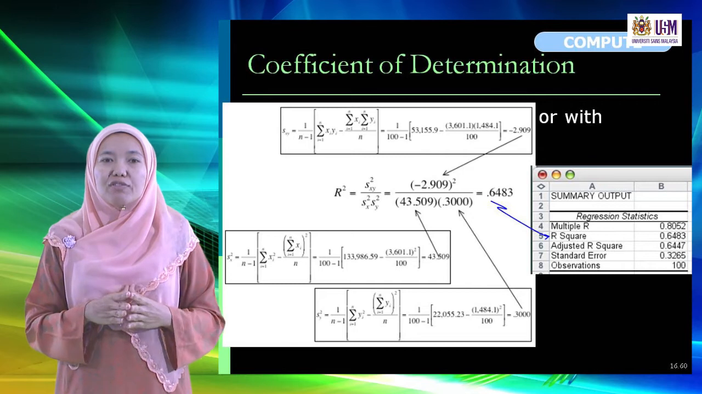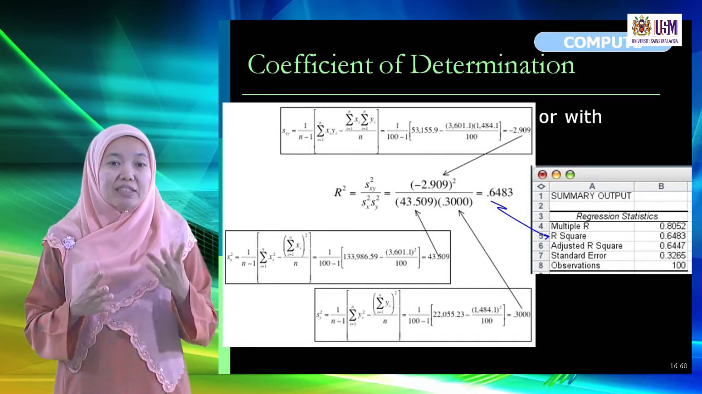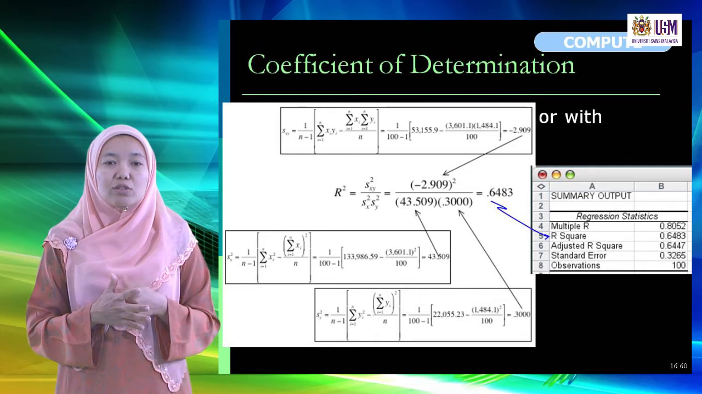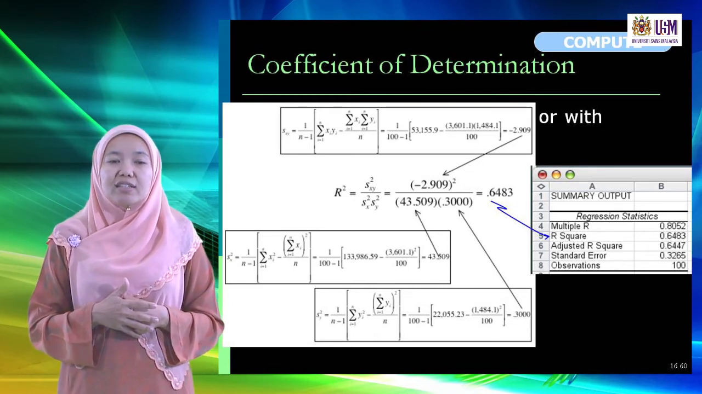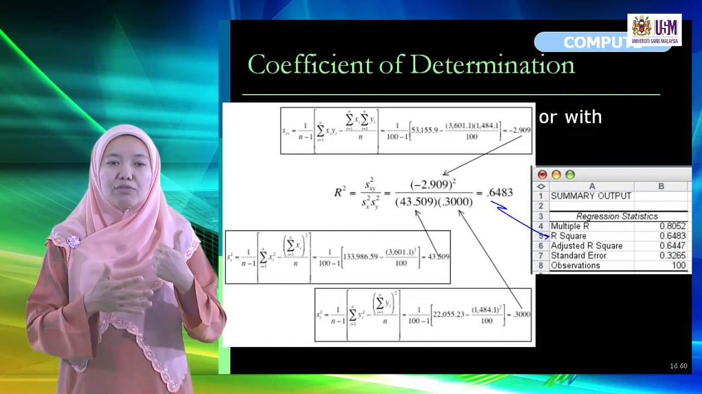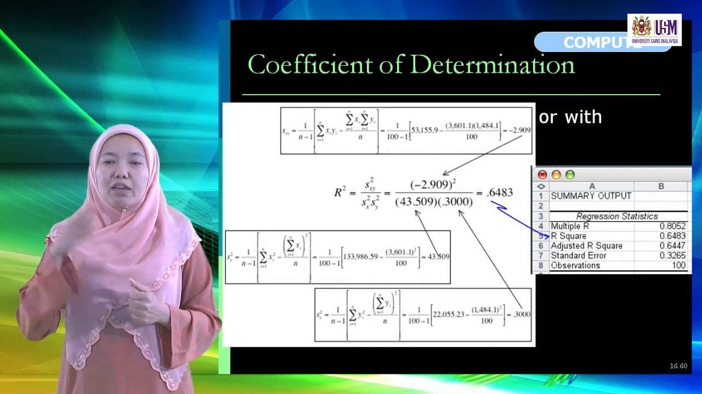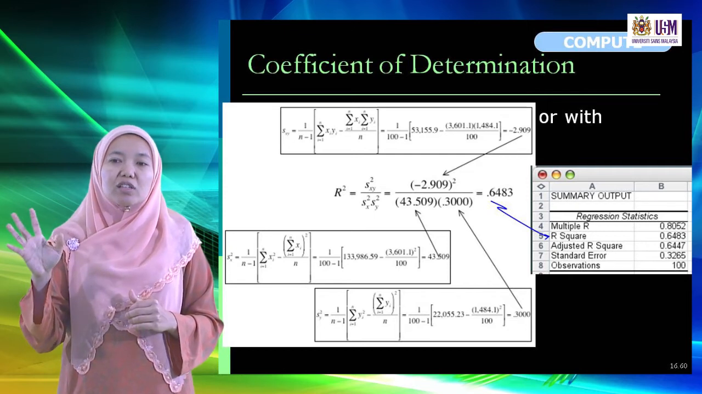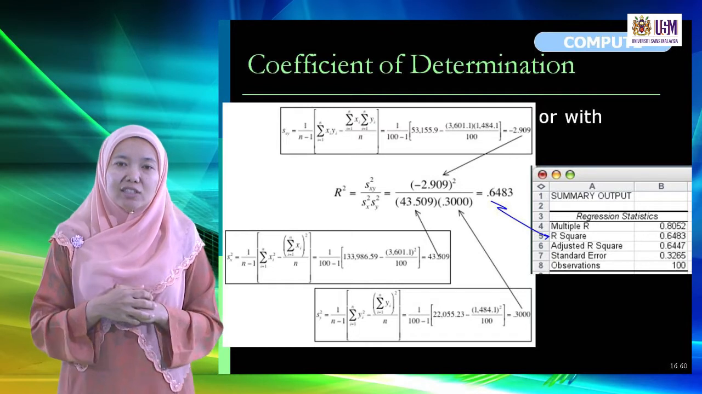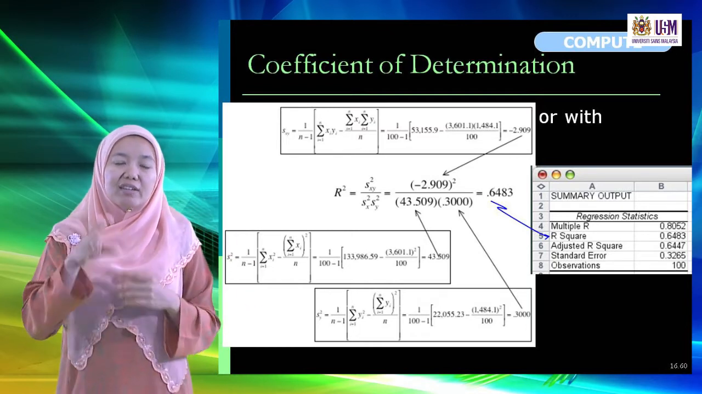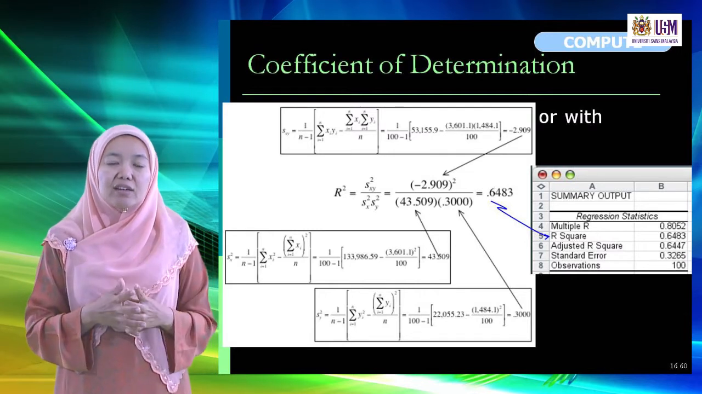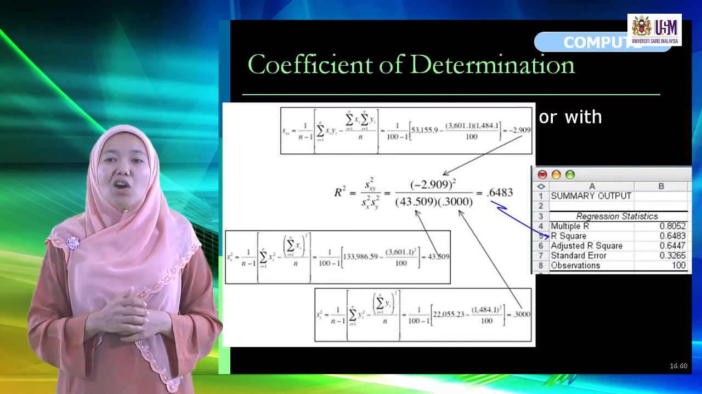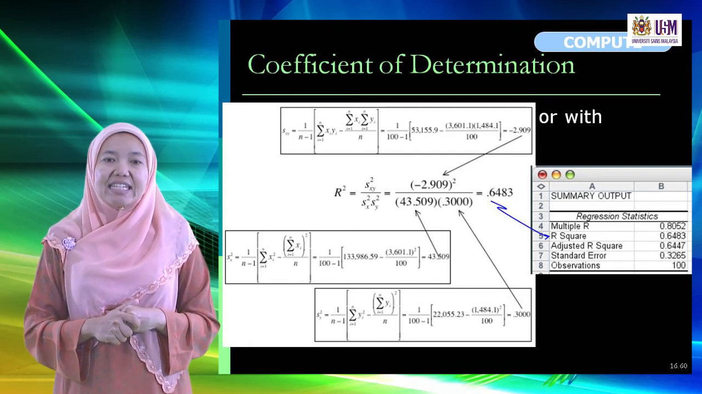Let's look at the computation of the coefficient of determination, capital R squared. The formula is given: Sxy squared divided by Sx squared multiplied by Sy squared. The formula for the sum of square error is also given on screen. But if you use the computer, the output simply comes out with R squared equals 0.6483. You can do the manual calculation, which is a bit tedious but doable. Or you can plug your data into the computer, click the regression function, and then the summary output comes out with your regression statistics, and you read your R squared value of 0.648.